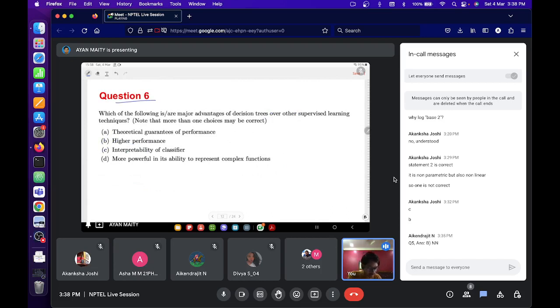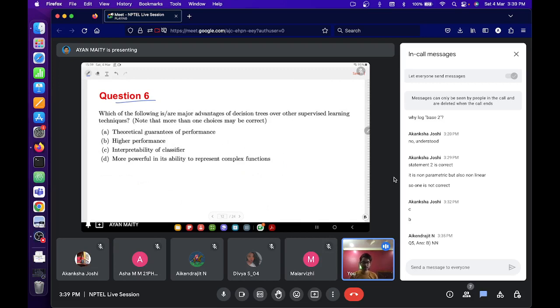Is this now question 6? Which of the following is or are major advantages of decision trees over other supervised learning techniques? Note that more than one choice may be correct. Option A is theoretical guarantee of performance. Option B is higher performance. Option C is interpretability of classifier. Option D is more powerful in its ability to represent complex functions.